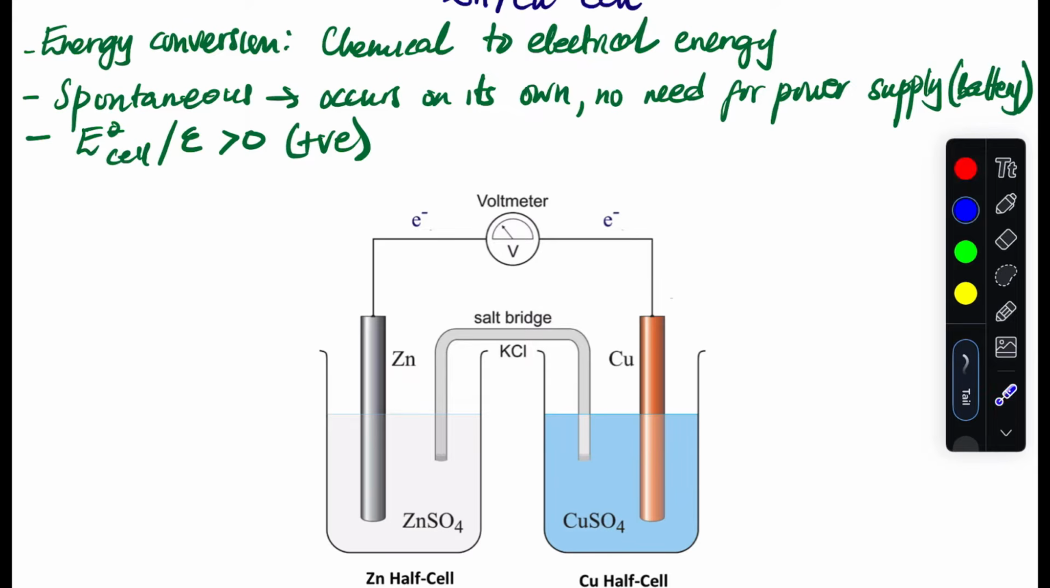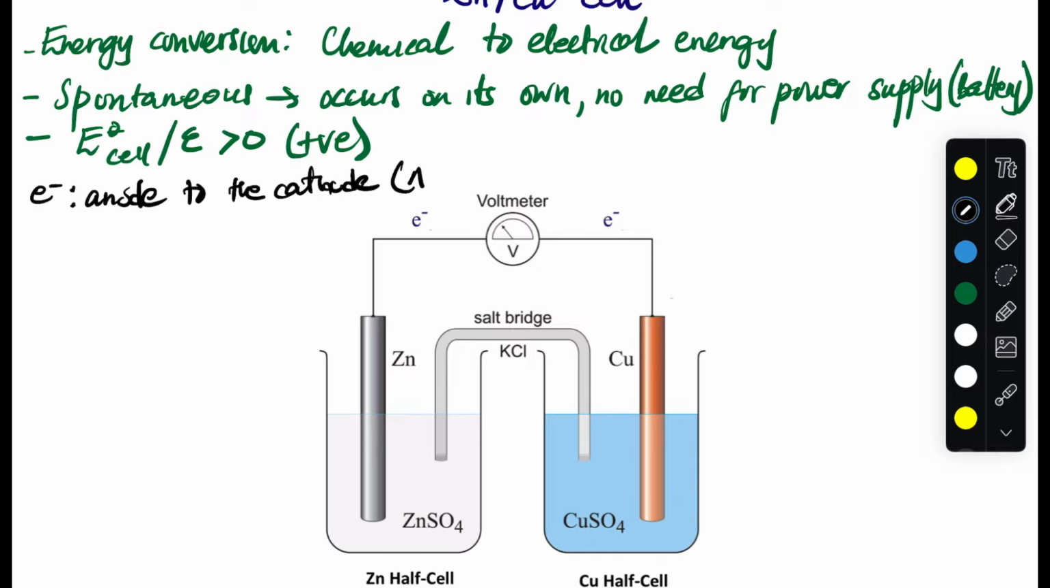Now another thing that is important here, the electrical current. The electrical current, which is the electrons, they move from the anode to the cathode, right? We can say A to C, A for anode and C for cathode. And in the salt bridge, the ions. Okay, I'm going to talk about that.